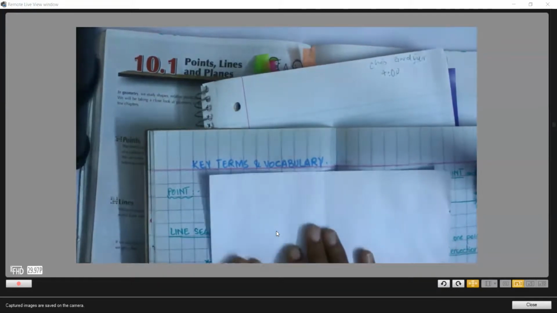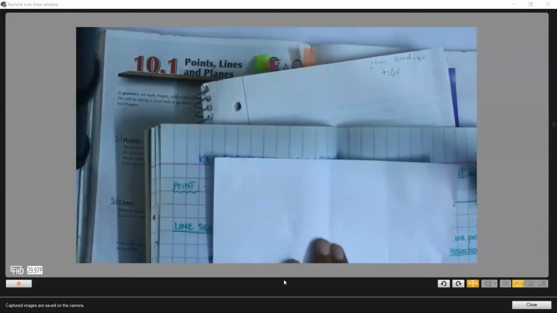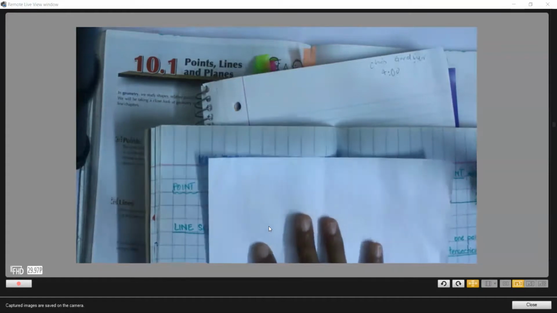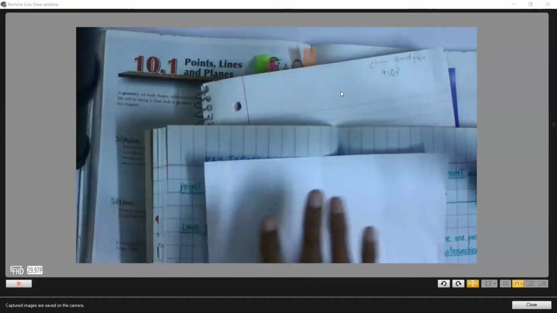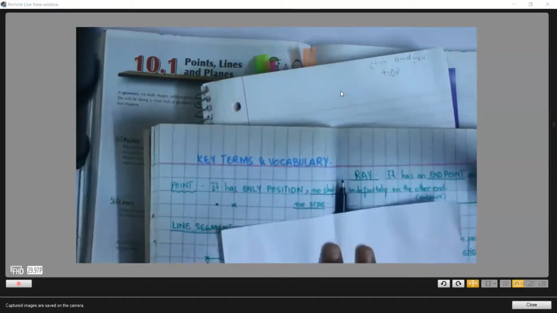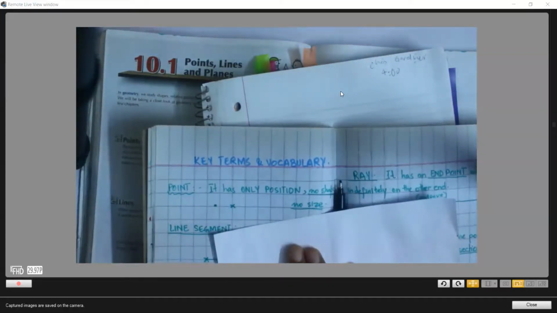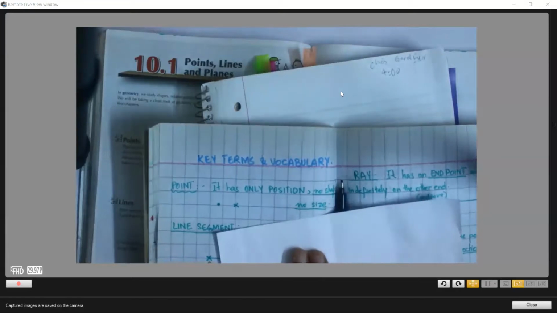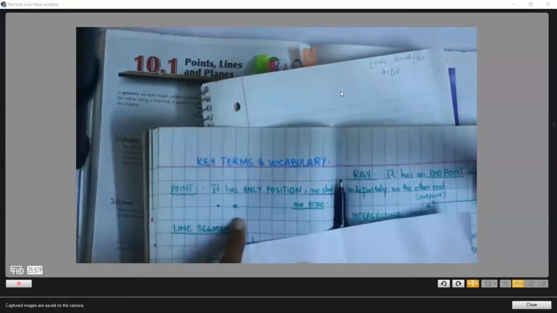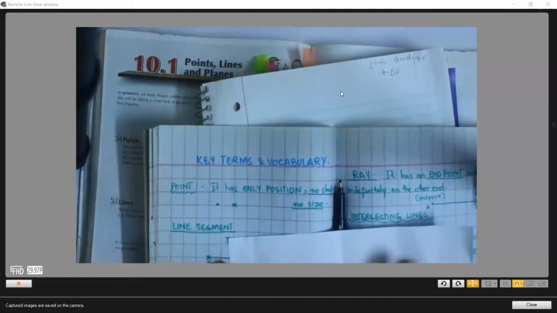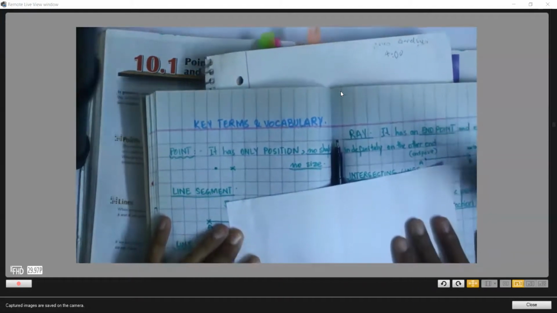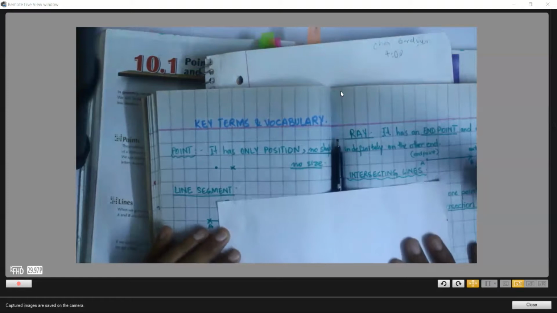Okay, what is a point? And does a point have any dimensions? Okay, a point has only position. It has no shape or size. It is represented by either a dot or a cross. Then the next important definition that you will need in this chapter is a line segment.